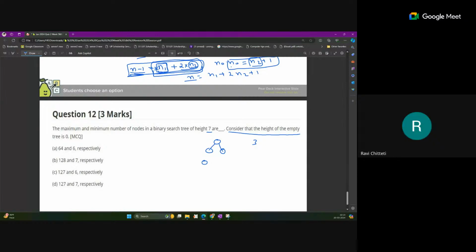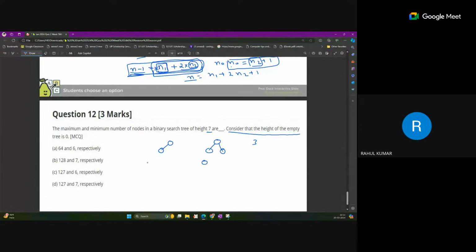So should we go from 0, 1, 2, 3, 4, 5, 6, 7, or what exactly is the definition of height there? The height definition given is: if there is no node in the binary search tree, that height is 0. If we are considering one node, then height becomes 1. If we add one more node, then height becomes 2. So height starts from 1 in the non-empty binary search tree. Now in this case, what are the minimum and maximum nodes possible with this height?